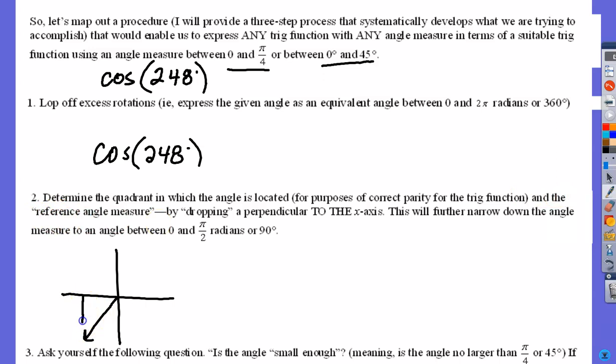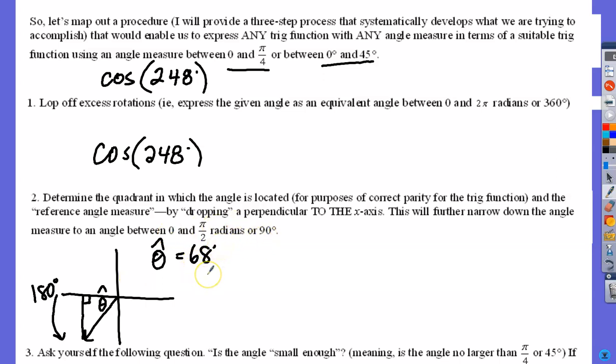So if I were to drop that perpendicular to the x-axis, I want to know this little reference angle in here, right? So the reference angle will be how much it differs from the x-axis. So in this case, how far is this from 180? I can do 248 minus 180, and I can see that the reference angle there is 68. So my little reference angle is 68 degrees. Okay. So now we've taken our angle down to something that's at least from 0 to 90. So we're getting closer to 0 to 45.